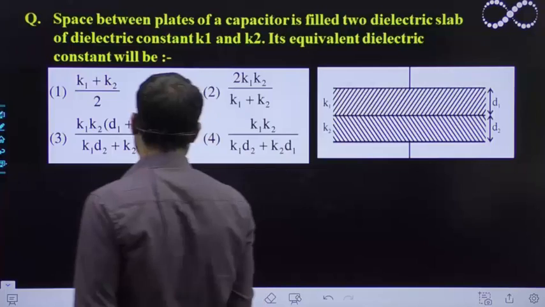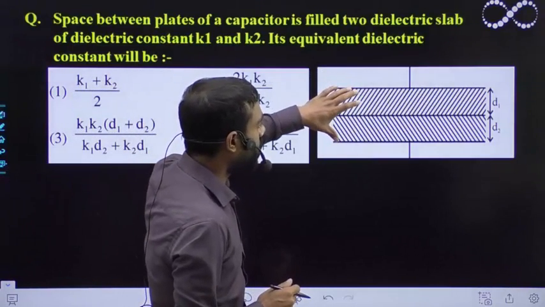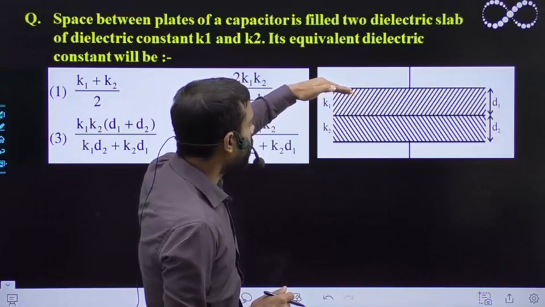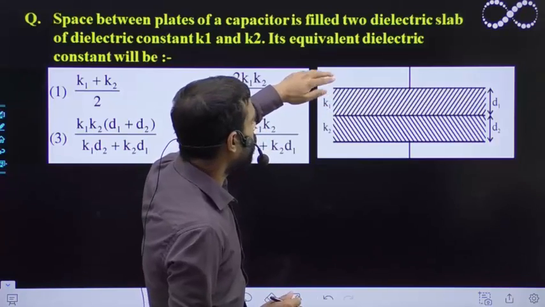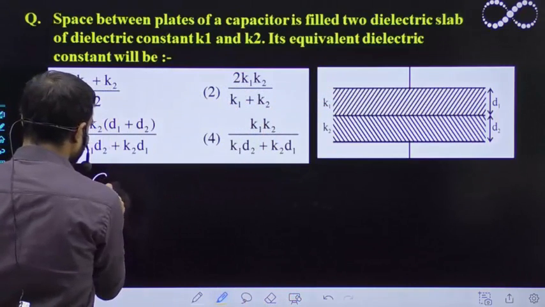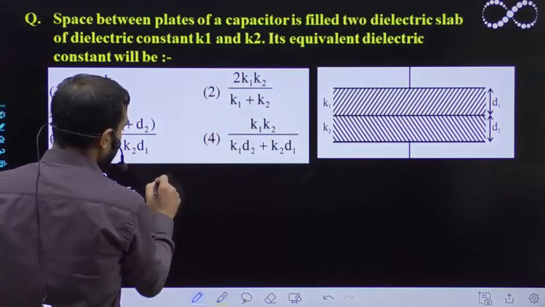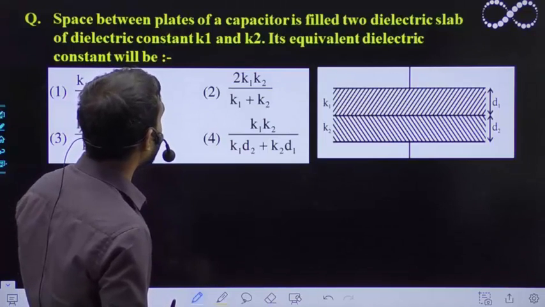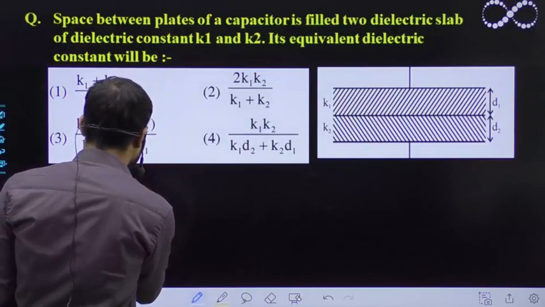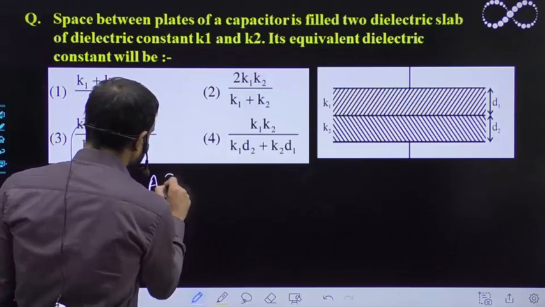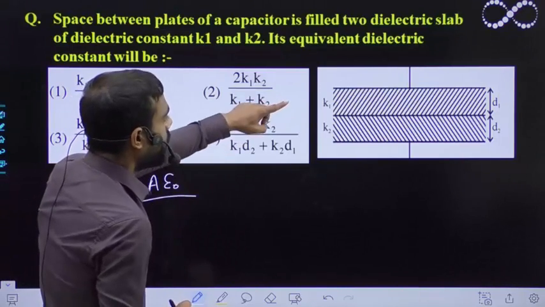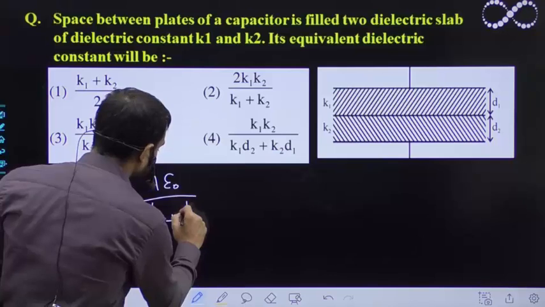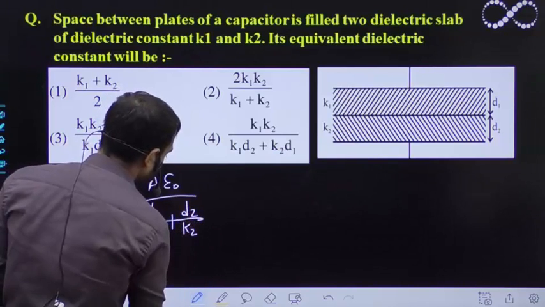So as you all know, since you see here this is a capacitor and the space is filled with two dielectrics here, and here the distance is divided. So you can use the C equivalent formula, right? Let us assume the area is A here, so A epsilon naught divided by D1 upon K1 plus D2 upon K2, so this is the C equivalent.